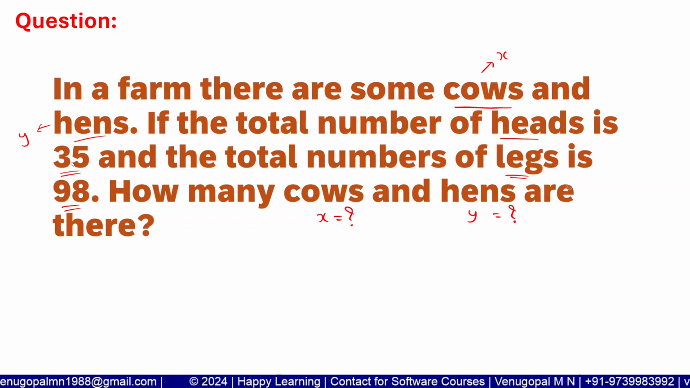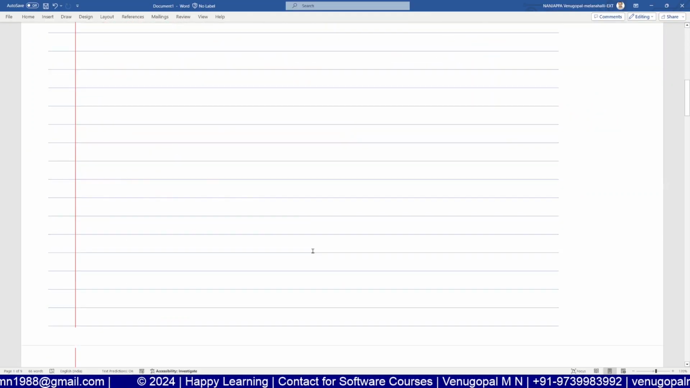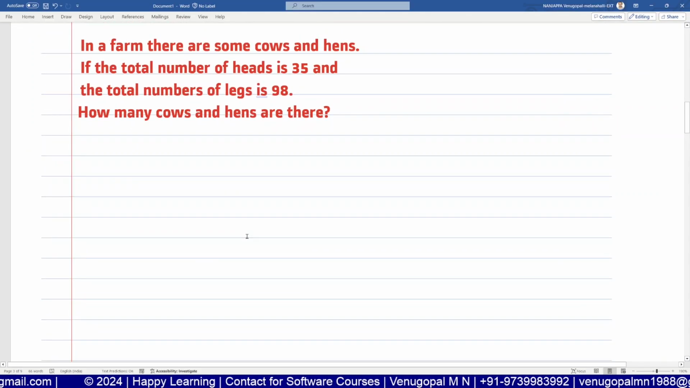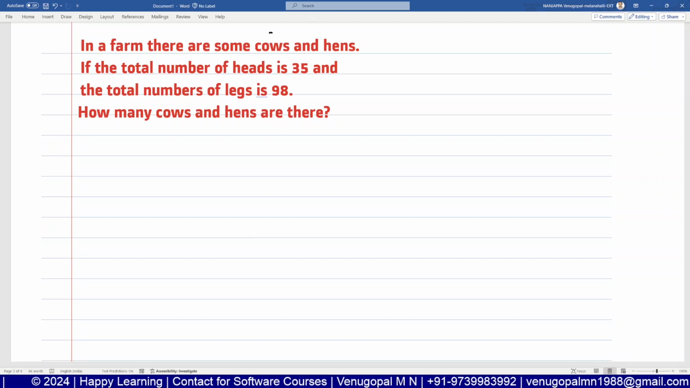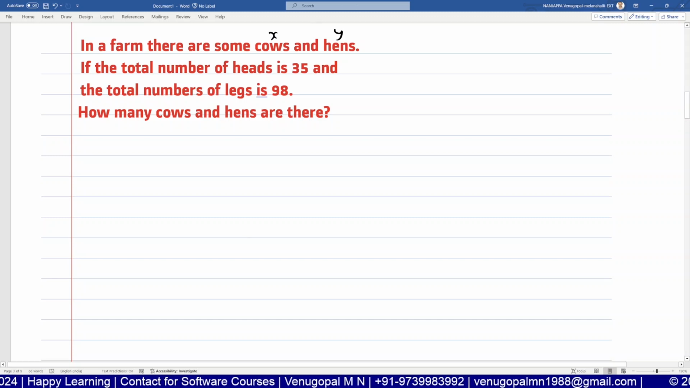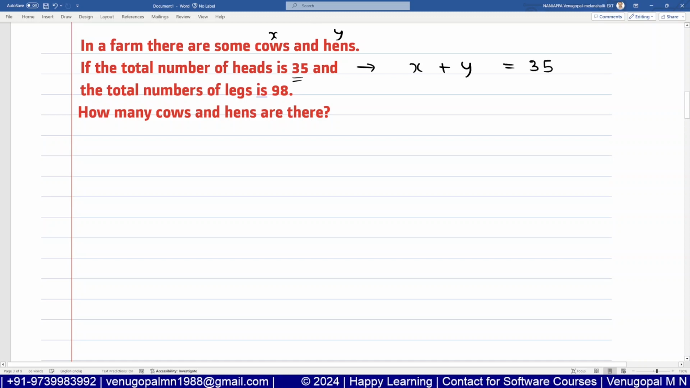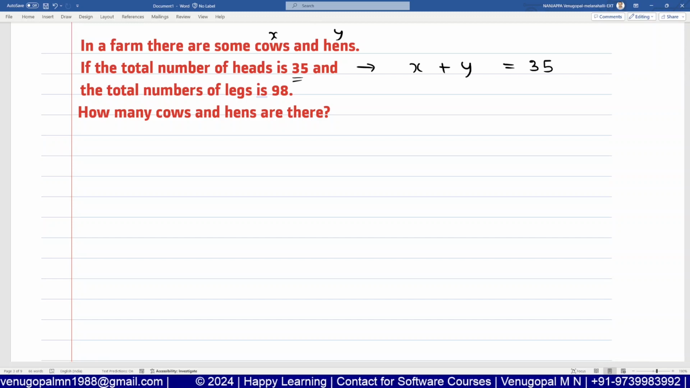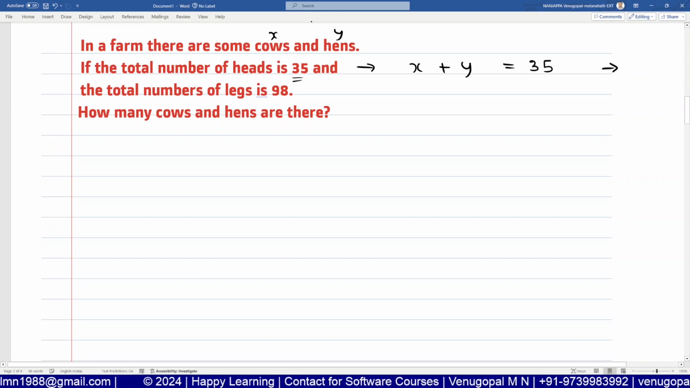So now let us go back and take the same example. Okay, in a farm there are some cows and hens. Cows we call it as x, hens we call it as y. If the total number of heads is 35, so we all know every animal will have only one head. So from this what we can formulate, x, total number of cows, plus y, total number of hens, is equal to 35, because if we do the head count, total number is 35. Okay, total number of animals including both cows and hens. This we call it as equation 1.